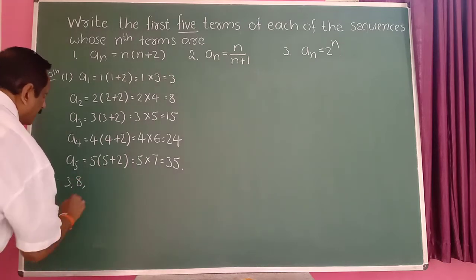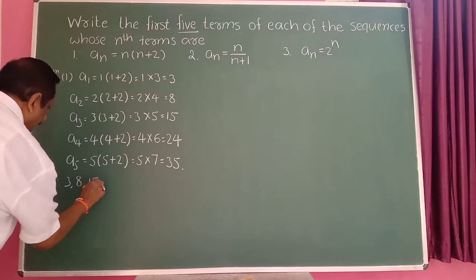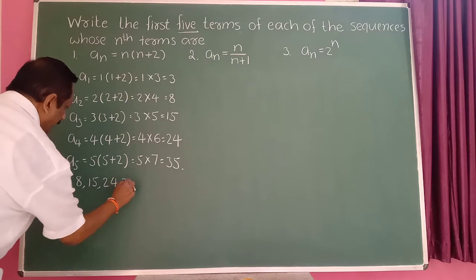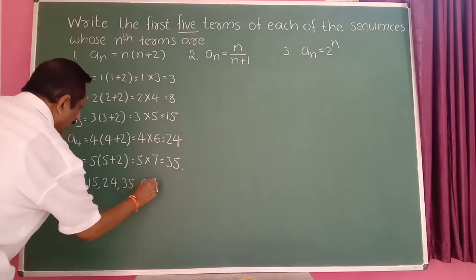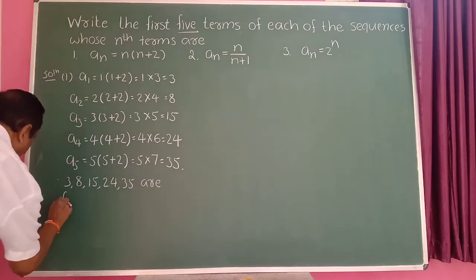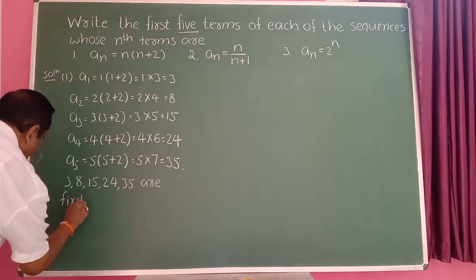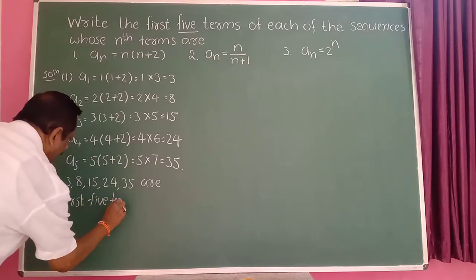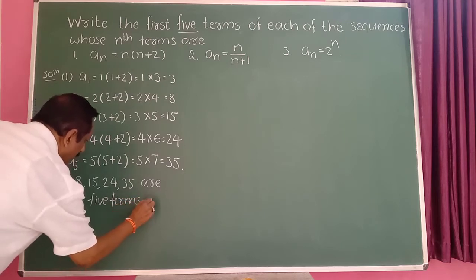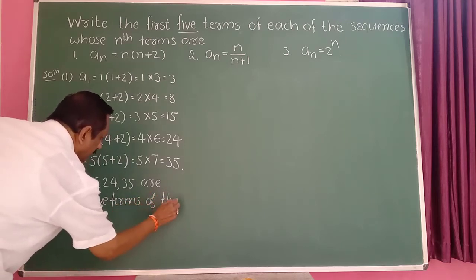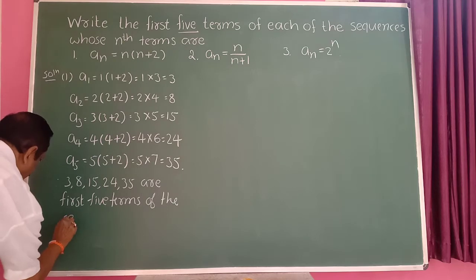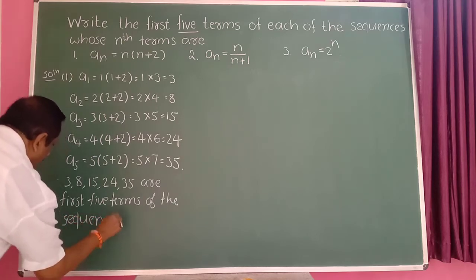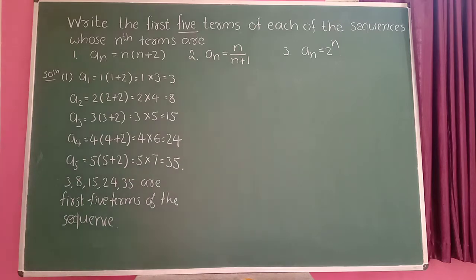Therefore 3, 8, 15, 24, 35 are the first 5 terms of the sequence. So this is the solution here.